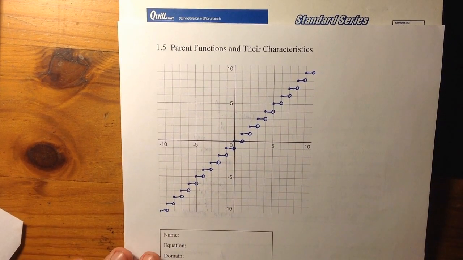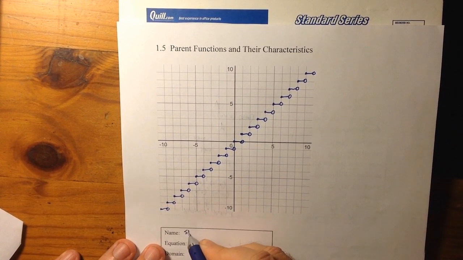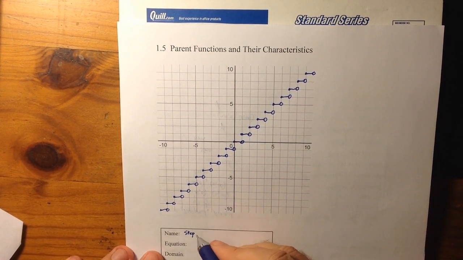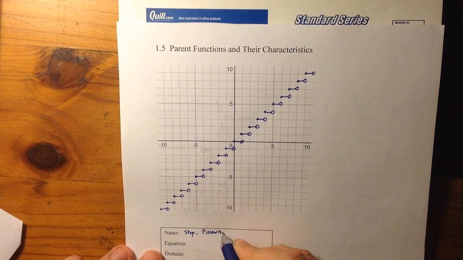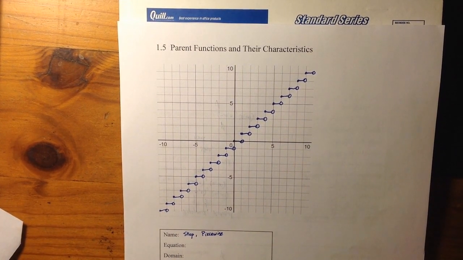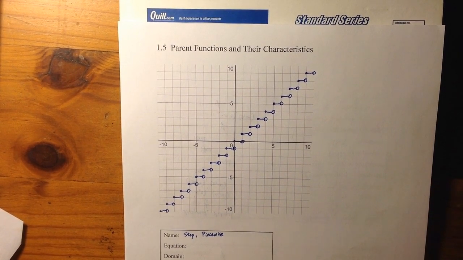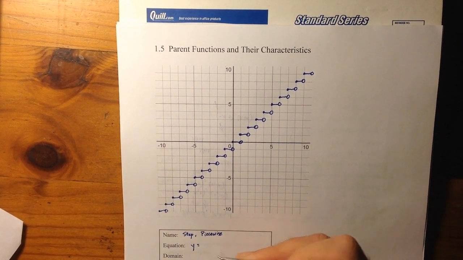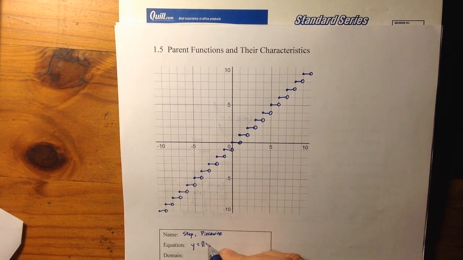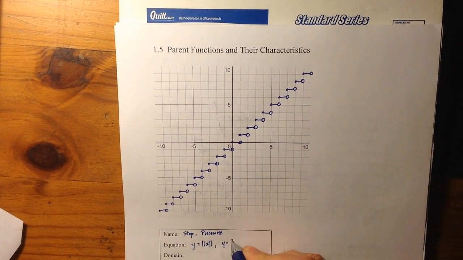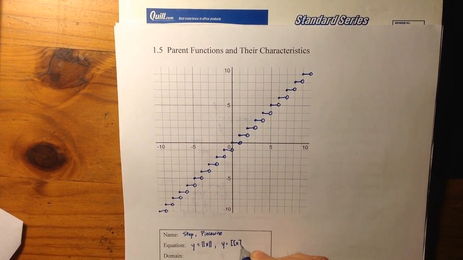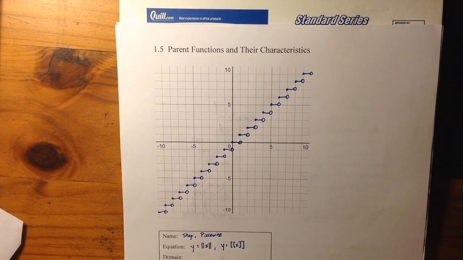All right, so this is a step function, and it's also called a piecewise function, and we'll talk more about piecewise functions in another week or so. Okay. The equation for this, I've seen this written different ways. I have seen this written with double absolute value lines, or I've seen it written with double brackets. y equals double bracket of x. Either way is fine with me.